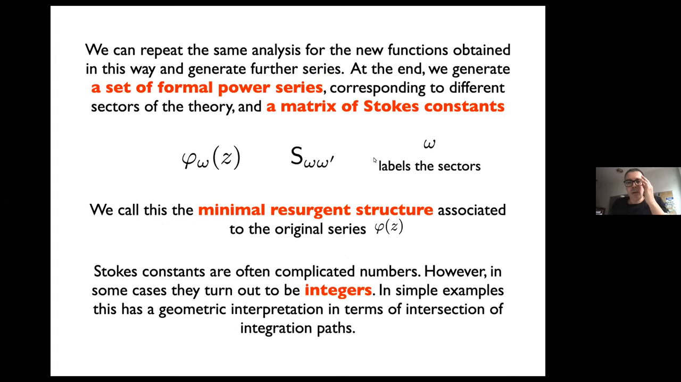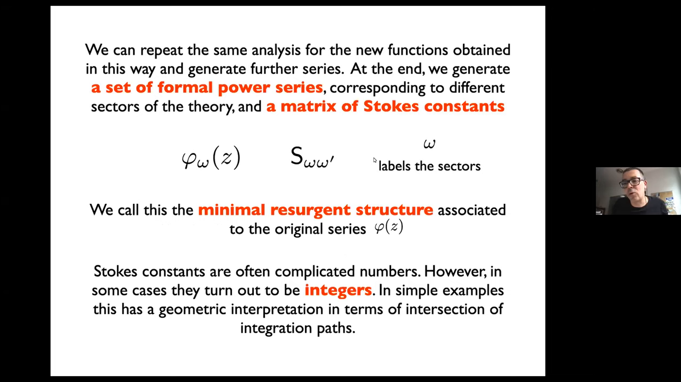Now, so you see that you start with a series, you get more series, and then you can repeat this procedure. You can now start with this additional series and do the same thing. You do a Borel transform, you look at their singularities, you span around the singularities, you will get more series, and you will make more and more, and eventually you get a full collection of series.